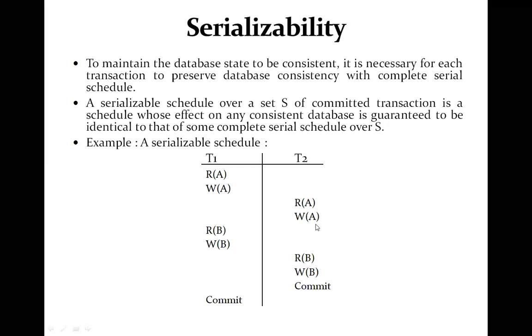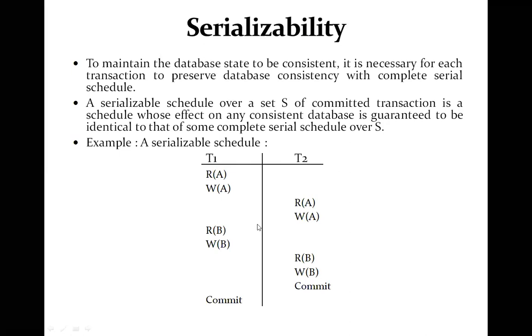So the net effect is the same if the actions are swapped. If we swap the actions, the result will remain the same. So the serial schedule we can form as T1 colon T2.